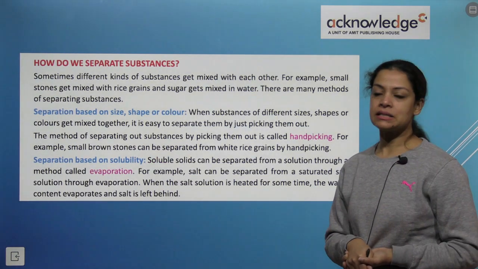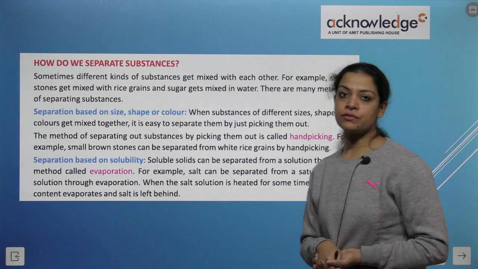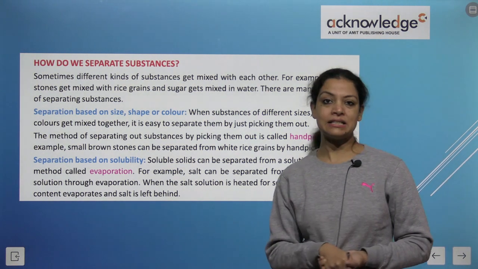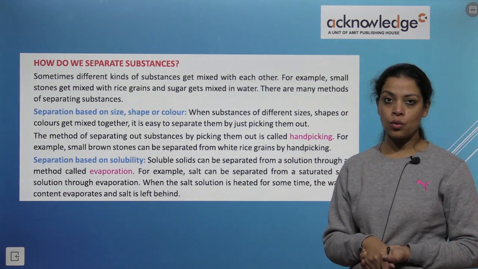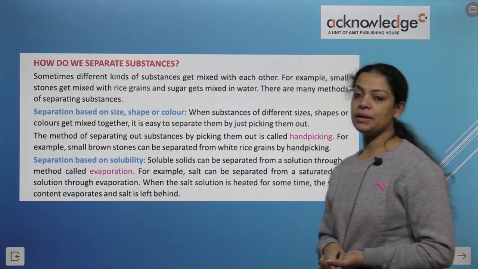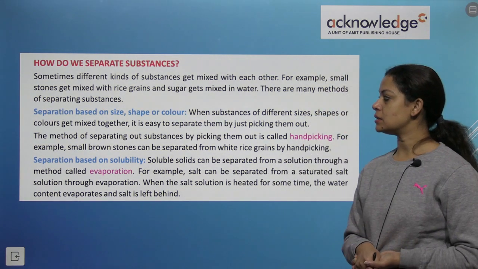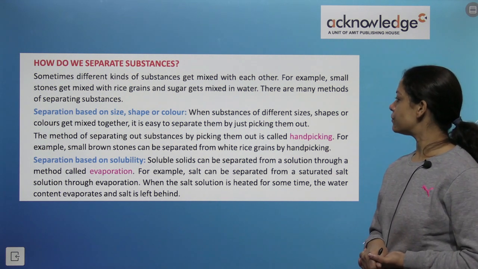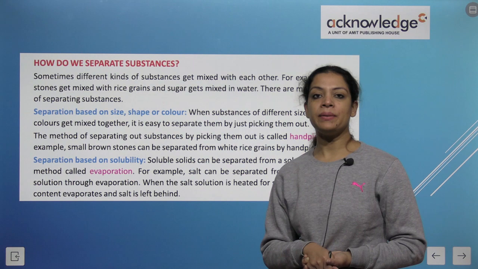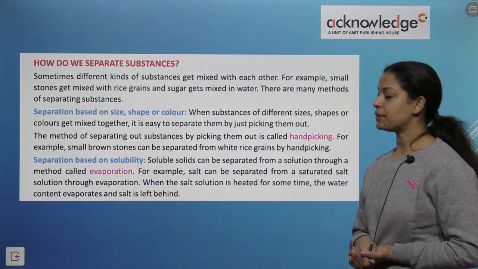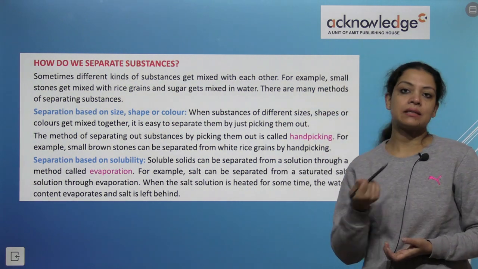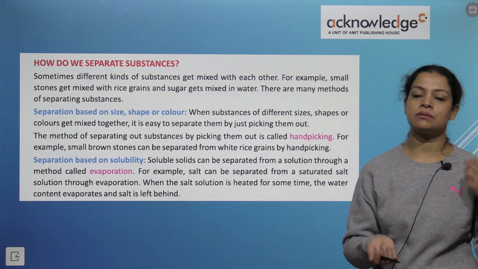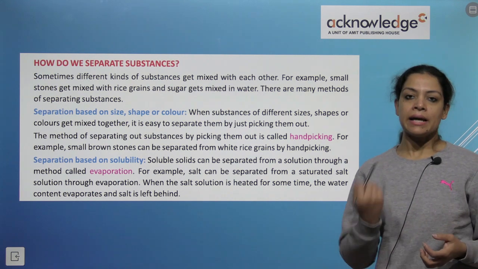How do we separate substances? Sometimes different kinds of substances get mixed with each other, like small stones get mixed with rice grains, sugar gets mixed in water. So there are many methods of separating these substances. Separation methods are based on size, shape or color. So when substances of different size, shapes or color get mixed together, it is easy to separate them by just picking them out. So जब pulses and grains are mixed with small stones, you can just pick it out and separate it.